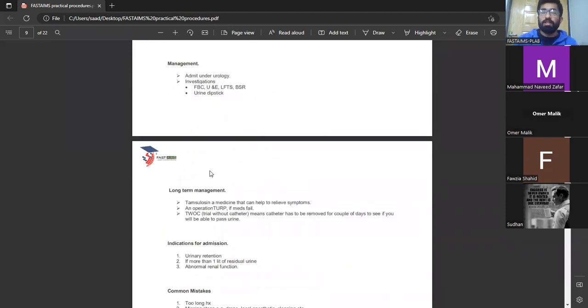So let me summarize it: what urethral catheterization is and how you're going to approach this scenario. Always the patient would be in pain, either on the couch or sitting on the chair. Most frequently, the patient comes on a chair with abdominal distress, looking downward and having hands on his abdomen.